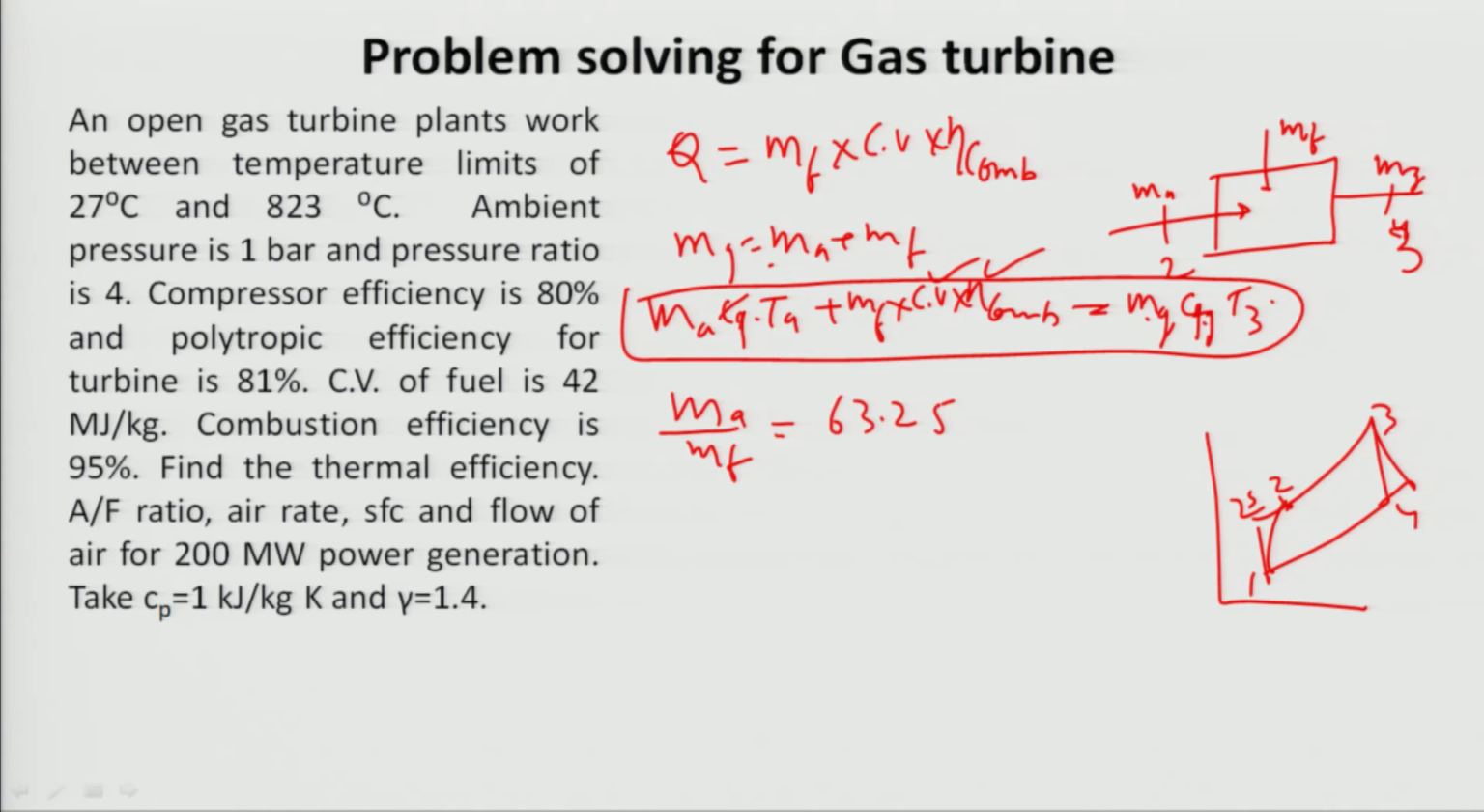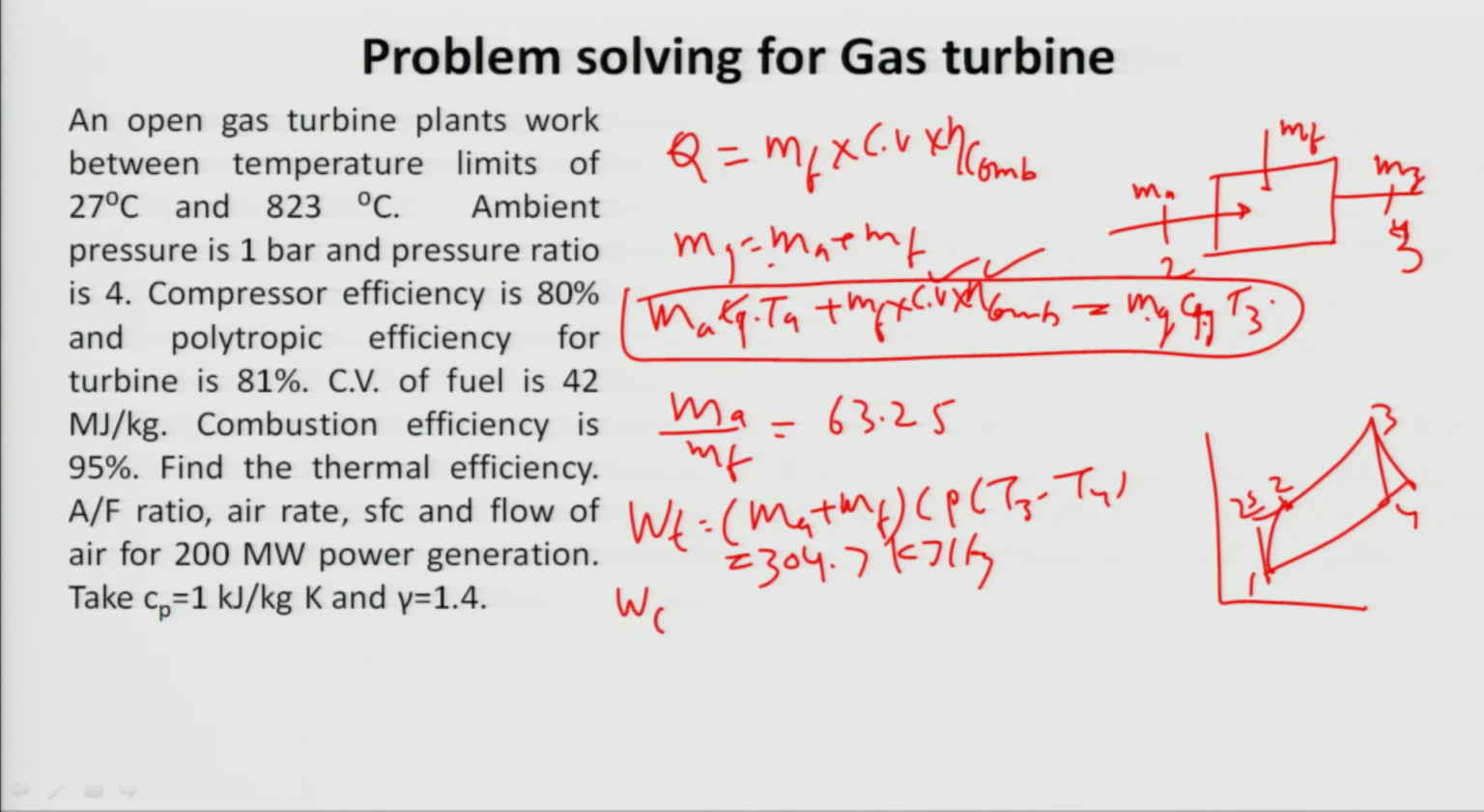Now, we come to the work of turbine. That will be Ma plus Mf Cp T3 minus T4. Put in this equation and you will find the work of the turbine, it comes 304.7 kilojoule per kg of air. And work of compressor will be Ma Cp T2 minus T1. T2 is known to you, Ma for 1 kg of air is known to you. The work of compressor comes to 182.5 kilojoule per kg of air.